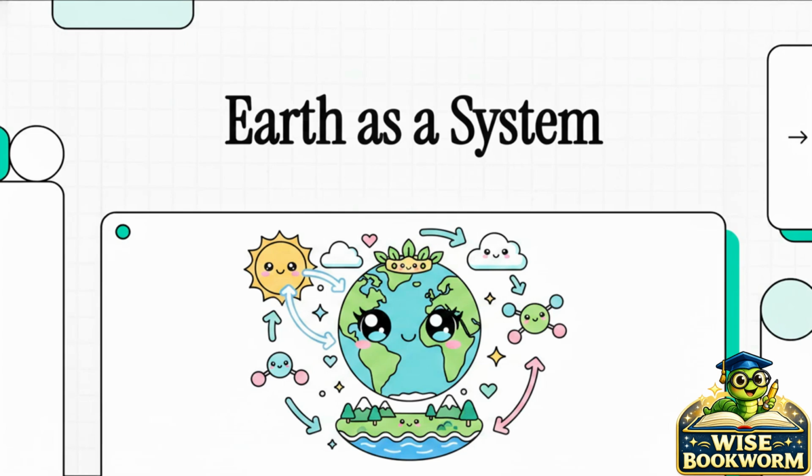All right, let's just jump right in. Welcome to this explainer. Today we're unpacking something truly mind-boggling, how the Earth operates, not just as a random collection of isolated parts, but as one massive, beautiful, and deeply interconnected engine. We're going to look at exactly how energy from the sun and the matter right here on our planet continuously flow and transform to create the world we live in.